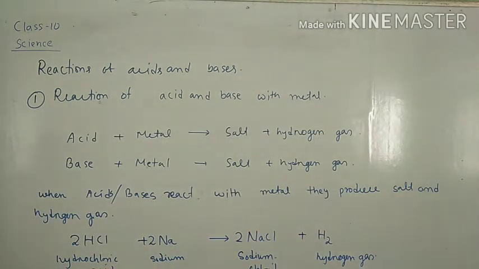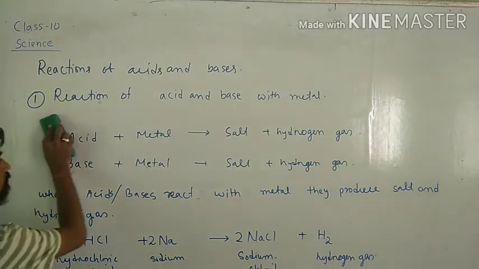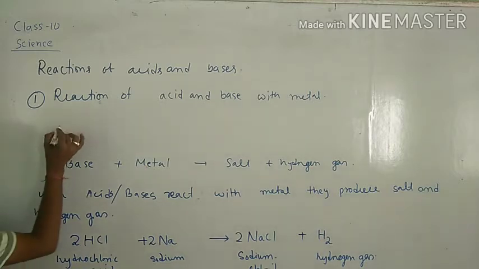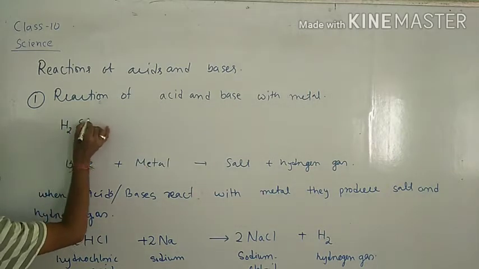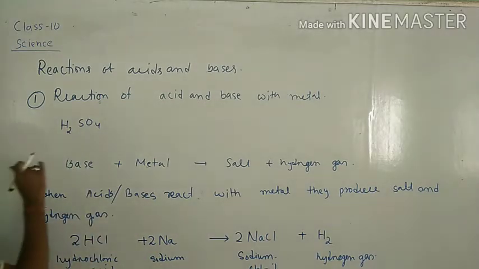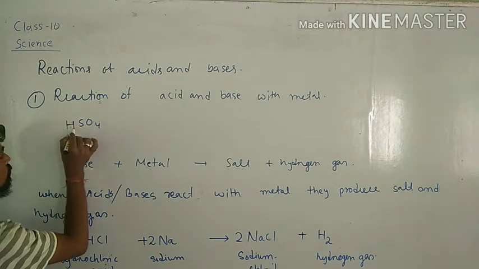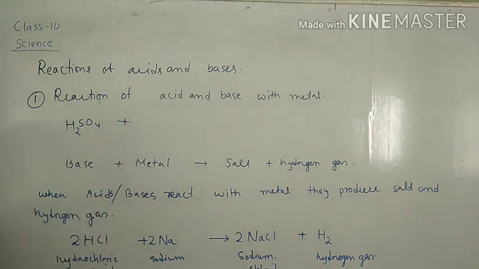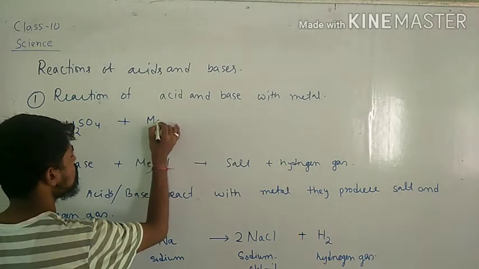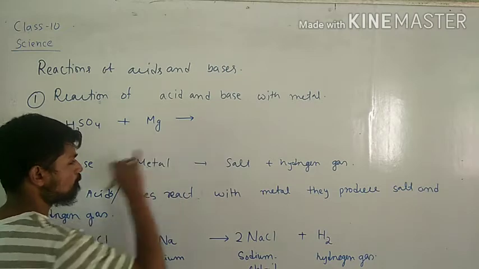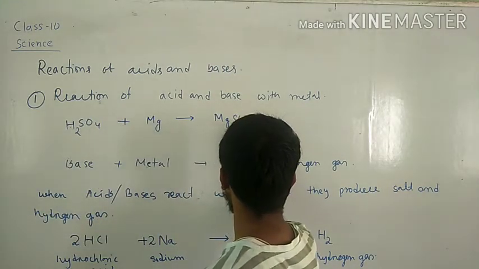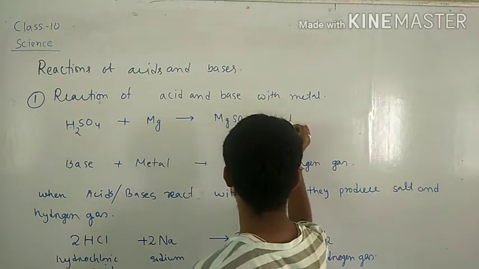Now let us take another example. It is H2SO4, which is another acid. Its name is sulfuric acid. H2SO4. When it reacts with a metal, suppose magnesium, then it produces MgSO4 plus H2.